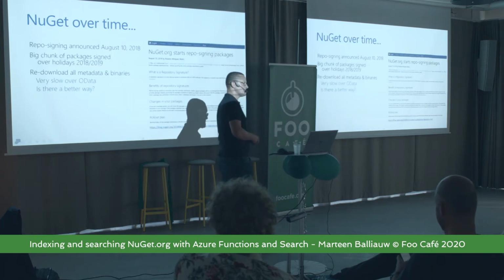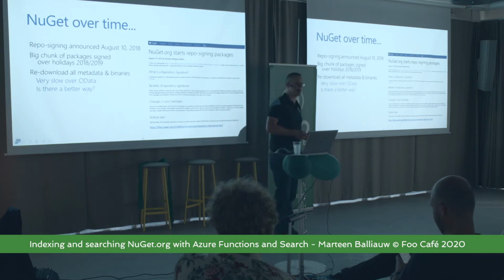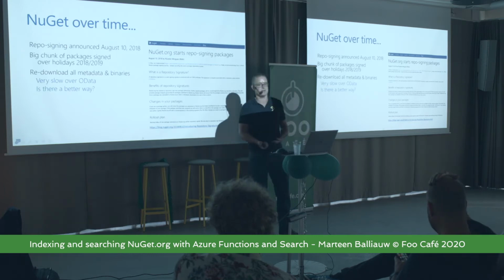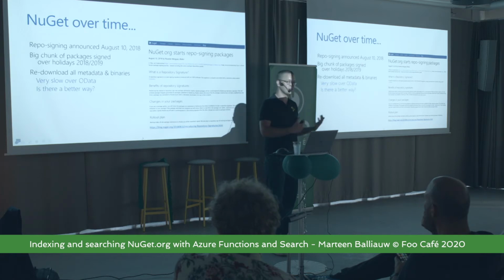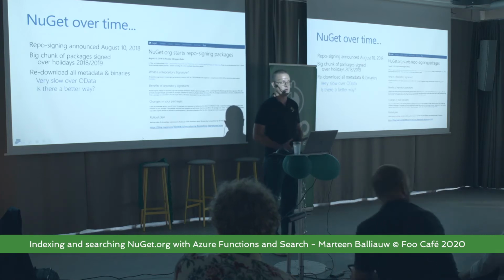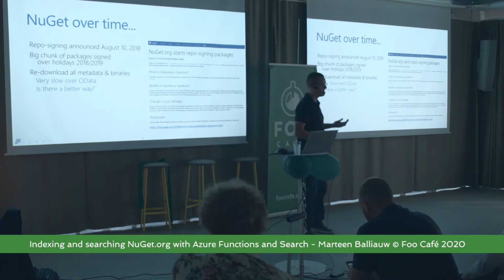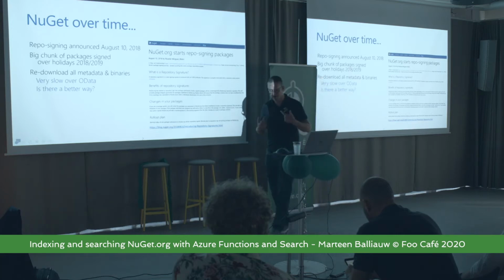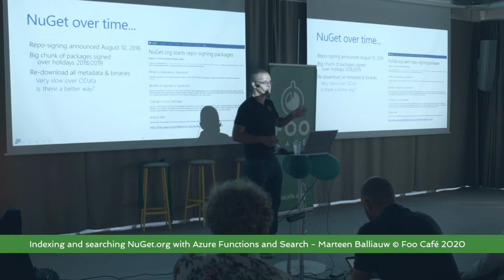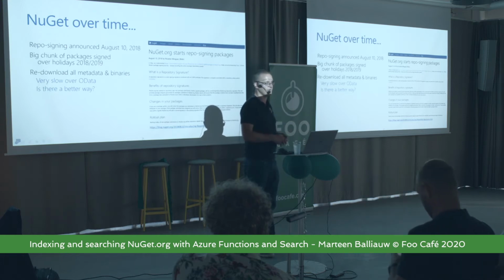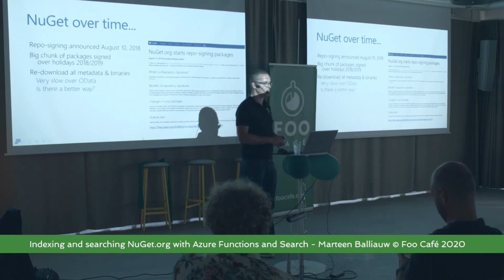NuGet over time also introduced a couple of new features. Anyone heard of repository signing? Basically what you can do is when you have a NuGet package, NuGet.org will sign that package to prove that the package you're installing actually comes from NuGet.org. Now, that was a feature that was only introduced somewhere last year in August. And we saw in our indexing process that they started applying those signatures around Christmas and New Year last year. So end of year, beginning of this year, is when they were doing this.